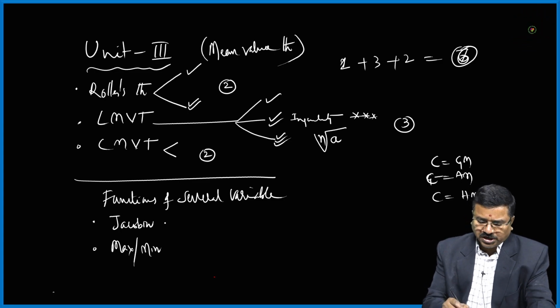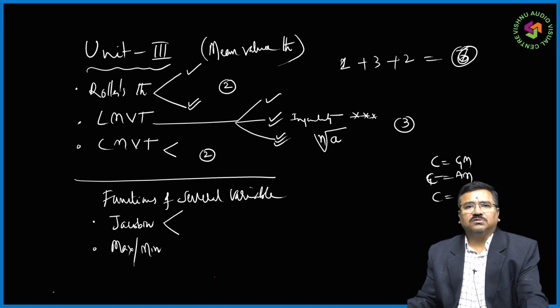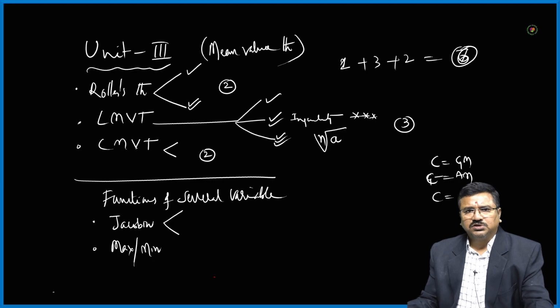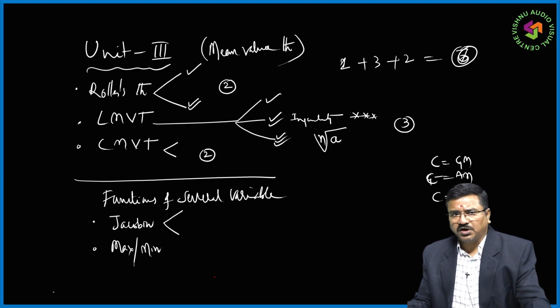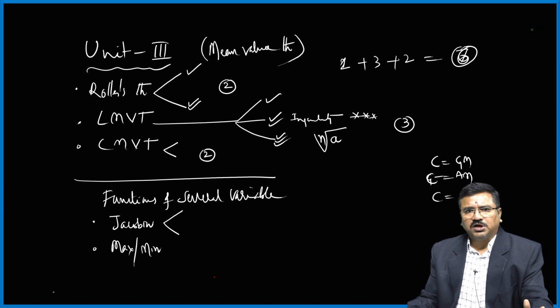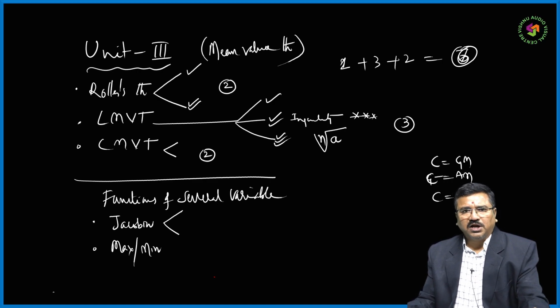In the Jacobian, straight away you will be given the function and asked to find the Jacobian of 2 functions of 2 independent variables, or 3 functions of 3 independent variables. So directly compute the partial derivatives and plug into the formula, and you will get the answer.